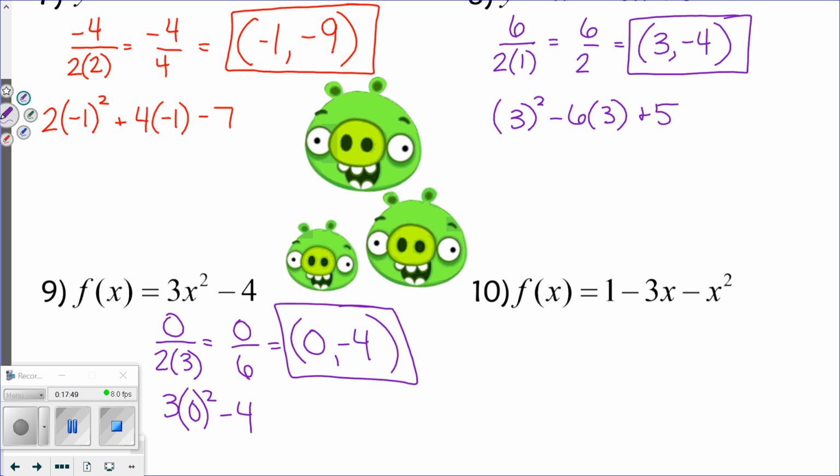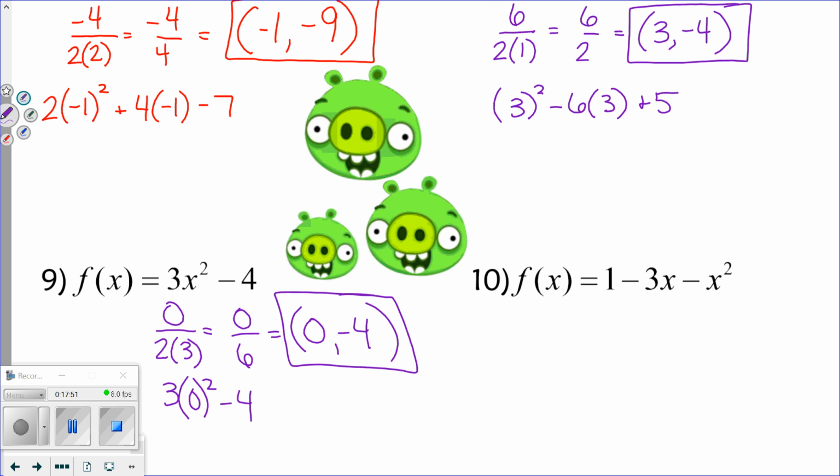All right, and then number 10 I know is throwing you guys because it doesn't work out nice and pretty. So negative b is going to be 3 over 2 times my a, negative 1. Some of you may have lost the negative sign there. So we get 3 over negative 2. All right. Well, that's not pretty. Did you lose a negative on yours? Your a value is negative 1. Yes, remember a is in front of x squared.